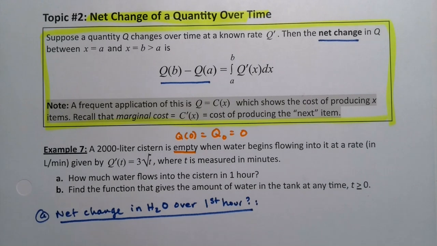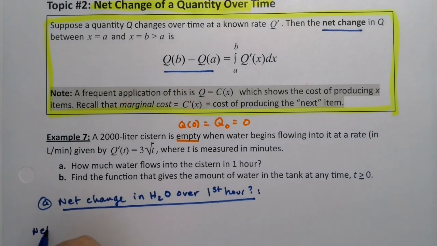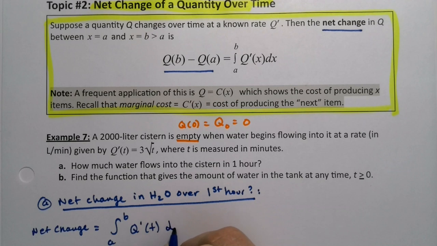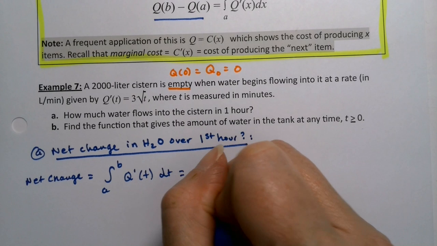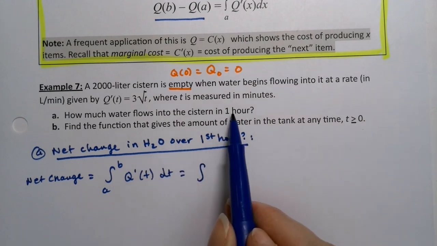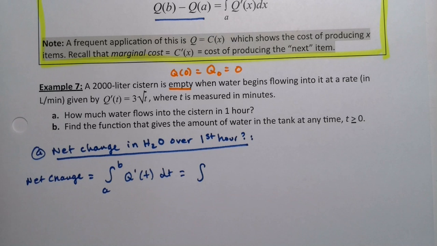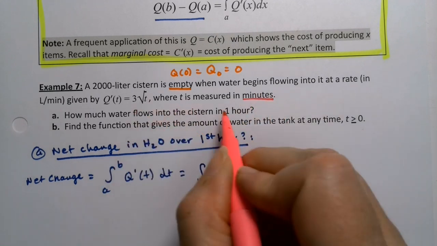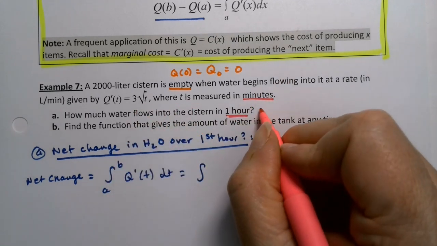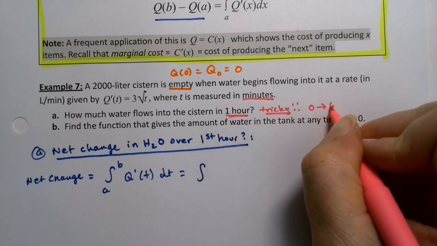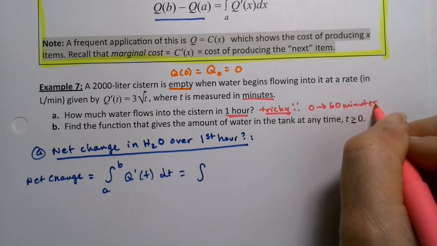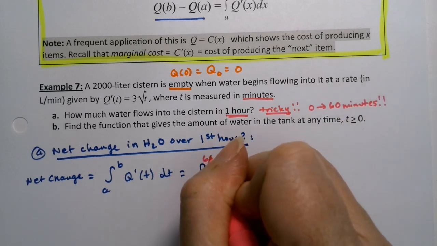So that means the net change would be equal to the integral from a to b of the derivative of q, aka q prime, which is equal to the integral. Now I want to know for the first hour. Tricky. You'll notice they gave it to us in minutes. t is measured in minutes, and then they say hour. That's tricky. They're saying from 0 to 60 minutes. So I'm going to go 0 to 60 right here.